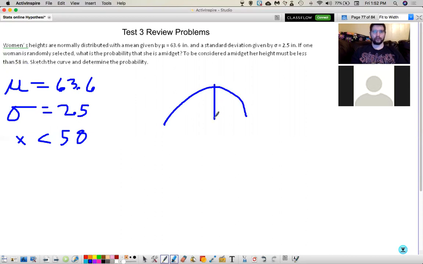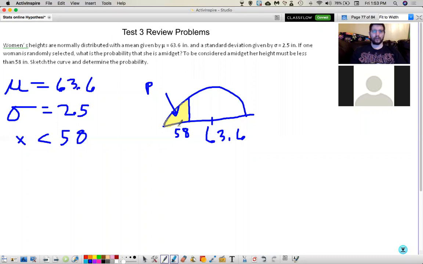So here we go. Let me get that line out of the middle. Put it down here. So our mean goes in the middle. Sketching the curve here. We want to know the probability that she's a midget, the probability that she's less than 58 inches. So I'm going to stick that over here, because to the left is 63.6. And it's less than, so I'm going to shade to the left. So same kind of thing as when we're doing hypothesis testing, it's just here we're calculating probability. And if you remember, probability is the area under the curve.